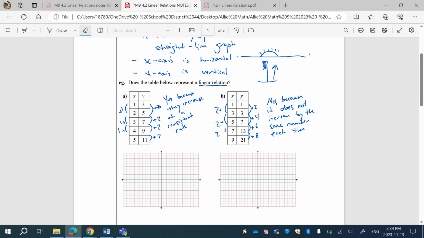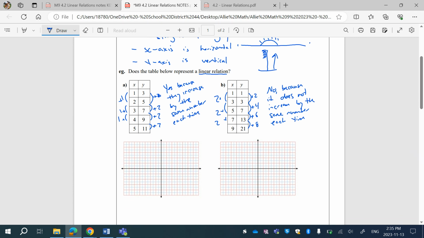And maybe I should not say at a consistent rate. I should say by the same number each time. So sorry if you've already written that down. Maybe I stopped you. Increase by the same number each time. And I'm going to graph these two and I'll show you what this linear relation looks like and what this one over here looks like.